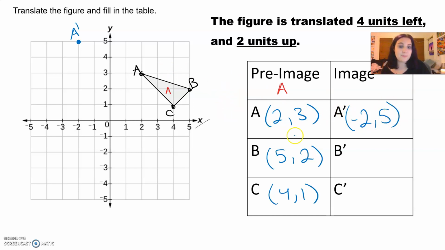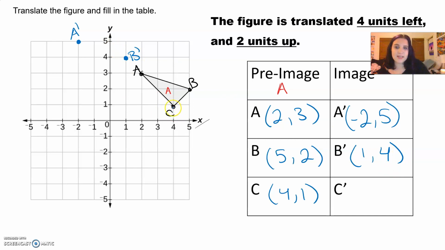And now we can move on to B prime. So we're going to take the pre-image B, move it 4 left, 2 up, and that will be B prime. So B, 1, 2, 3, 4, and 1, 2 up. There's my new B, which is B prime. And the ordered pair is 1, 4. So x is 1 and y is 4.